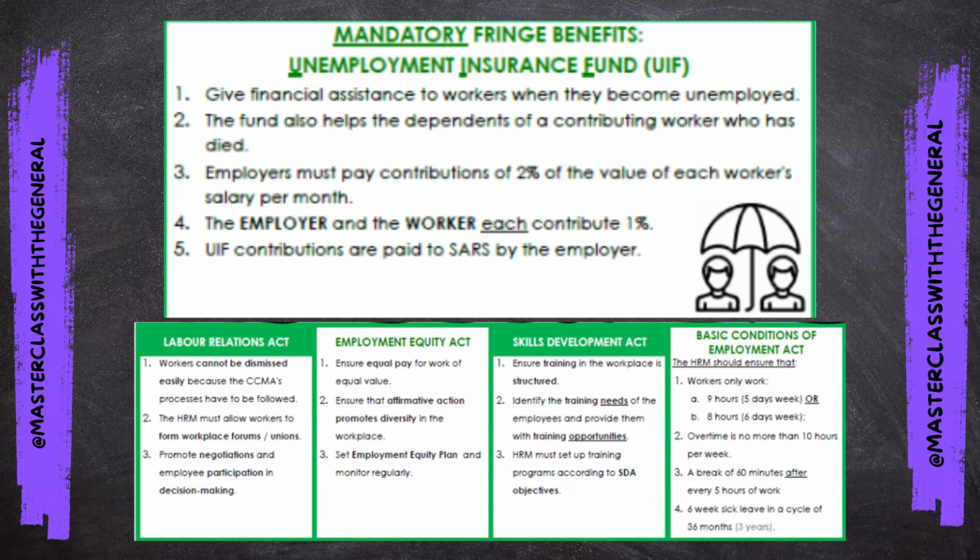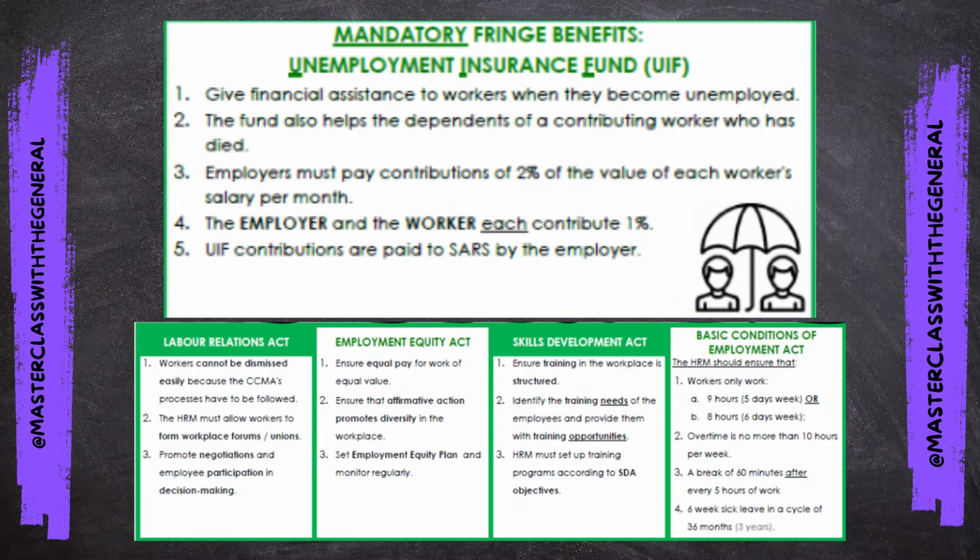Number two, the fund also helps the dependents of a contributing worker who has died. So what if a person has been contributing and then they have died? What happens to that money? The dependents, starting with the spouse and the children. So if the spouse is available, then the spouse is the first beneficiary, followed by the dependents, which are the children. They will be able to withdraw that money from the fund.